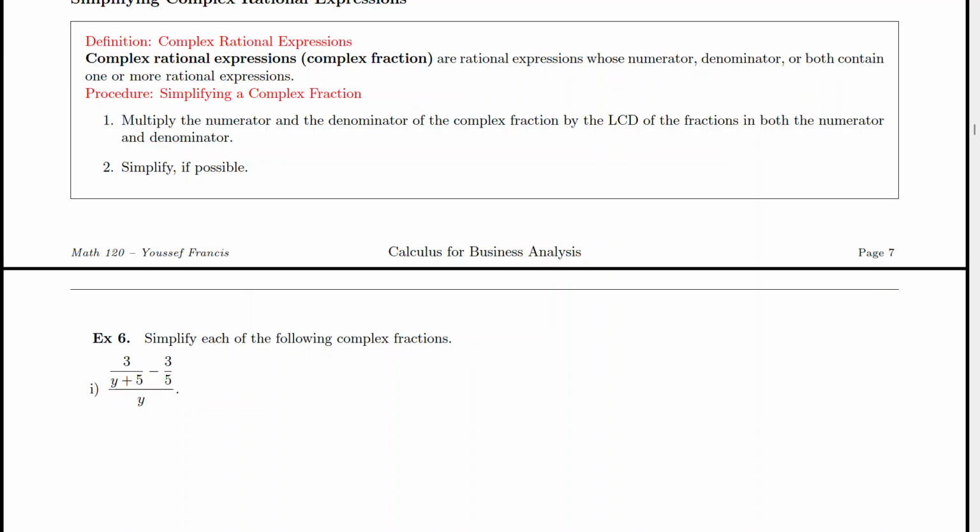One of the easiest methods to simplify these types of complex fractions is to multiply the numerator and the denominator by the LCD of every denominator that you see. So let's illustrate by going through this example 6, which has 3 over y plus 5 minus 3 over 5, all divided by y. And just for clarity, I'll add the 1 underneath, even though y doesn't have a 1, I'm going to add it.